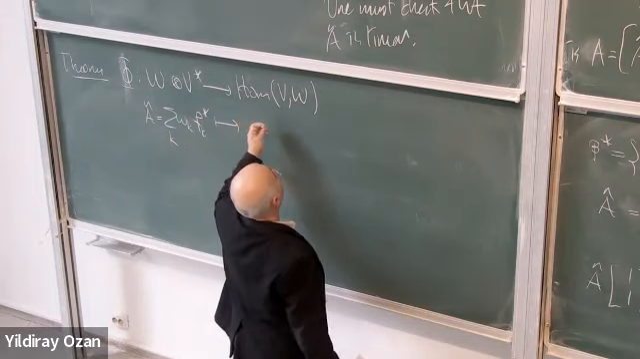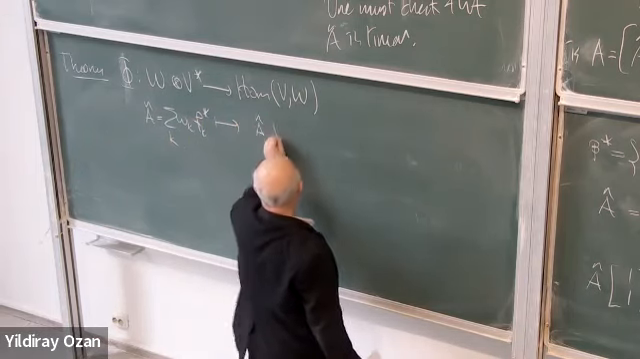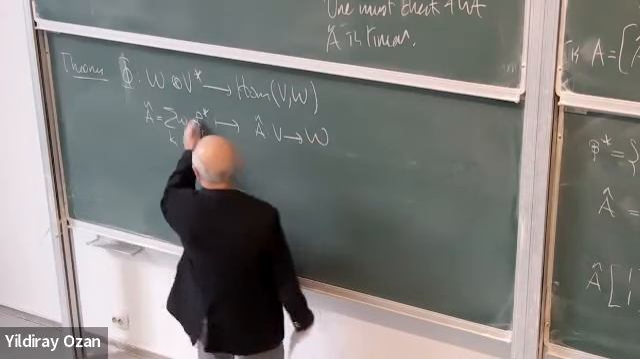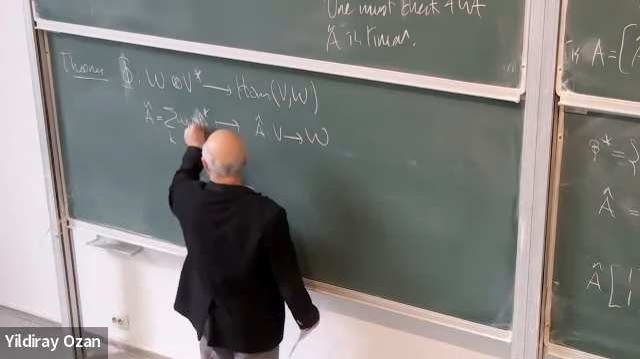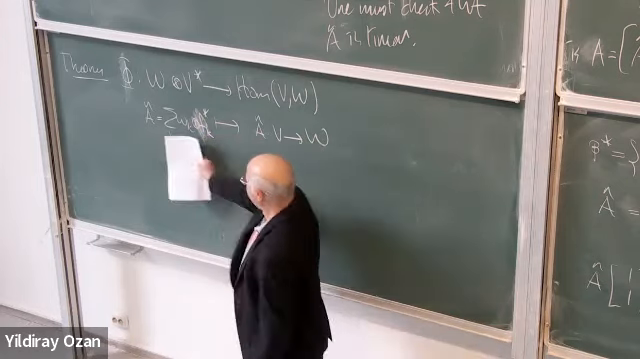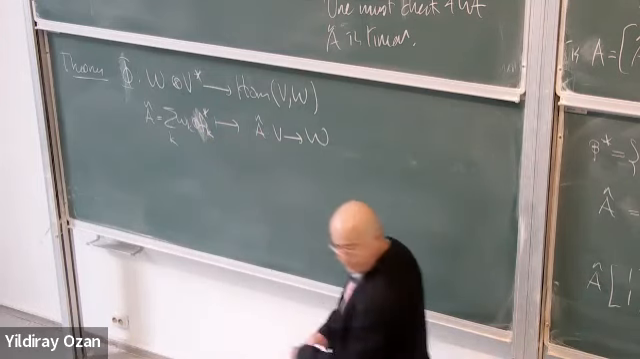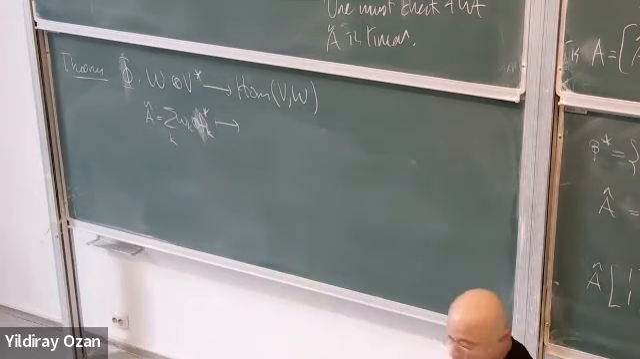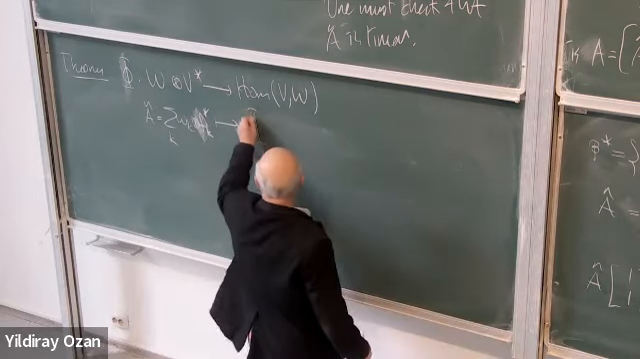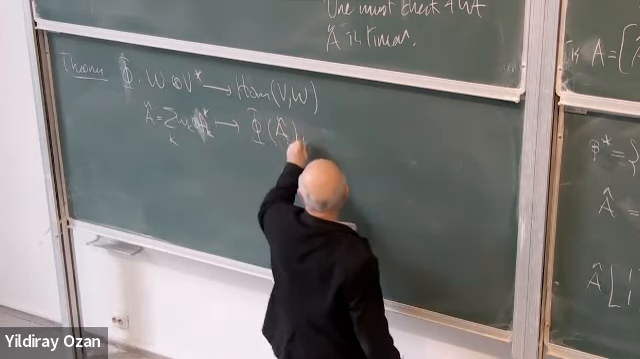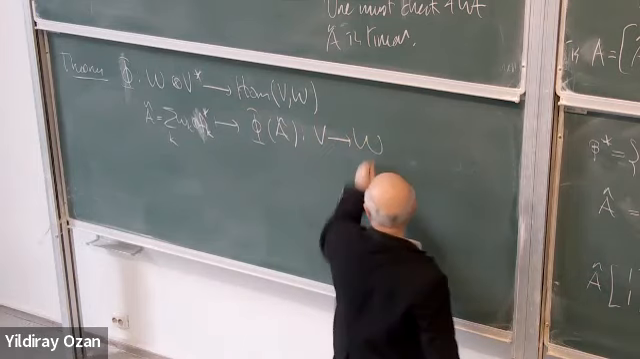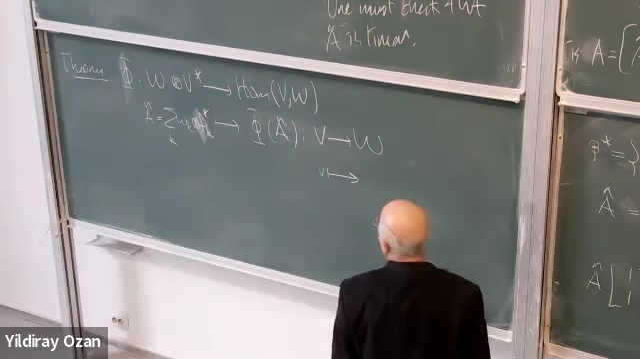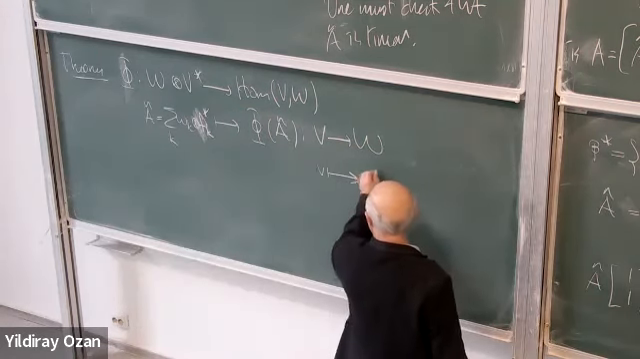Again I send it to the evaluation map, but this time I think of the evaluation as a linear map from V to W. Here of course we have the tensor product. It's a linear map from V to W, and it takes a vector and sends it to this gadget.